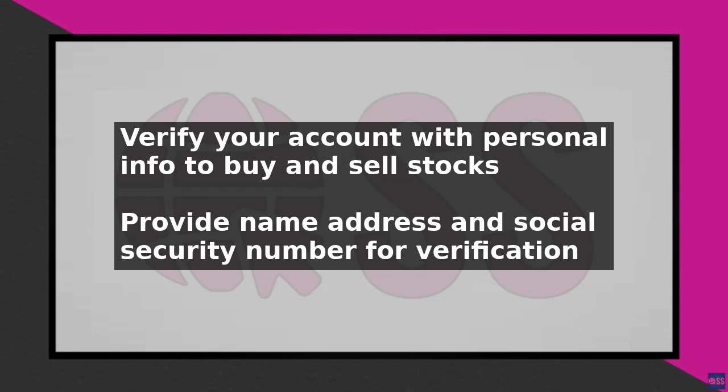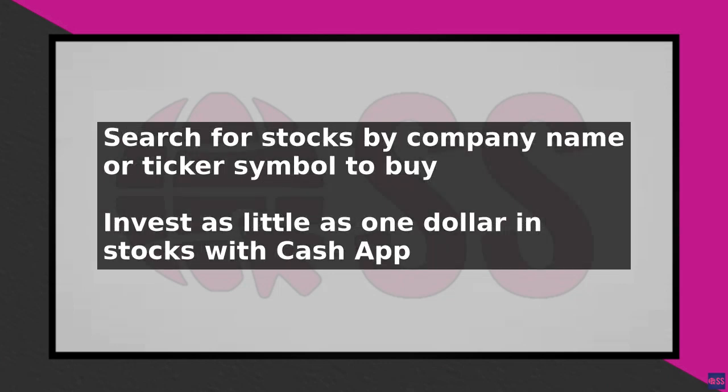After you have selected the stock and amount you want to invest, confirm your purchase and the funds will be deducted from your Cash App balance. To sell a stock, navigate to the investing section of the app and select the stock you want to sell. Choose the amount you want to sell and confirm the transaction. The funds will be deposited into your Cash App balance.